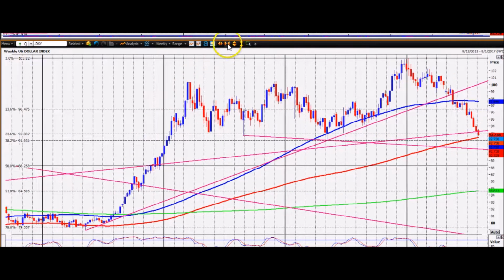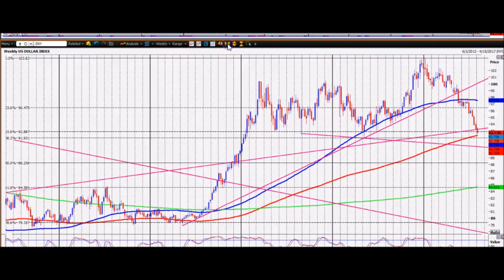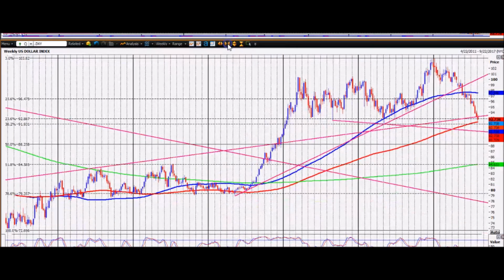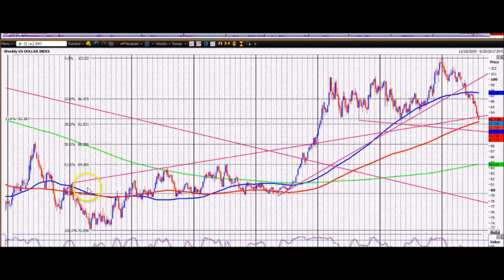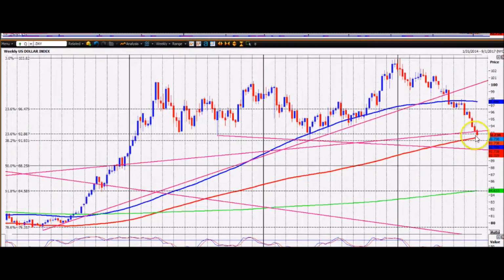Now I'm just going to close this up a little bit so you can see where that trend line is coming from that we've just broken below. There we go. Trend line going back to 2011. So you can see this trend line here where we bottomed above it last year, and now we've broken below it. So again, another negative signal for this longer term chart of the dollar index.